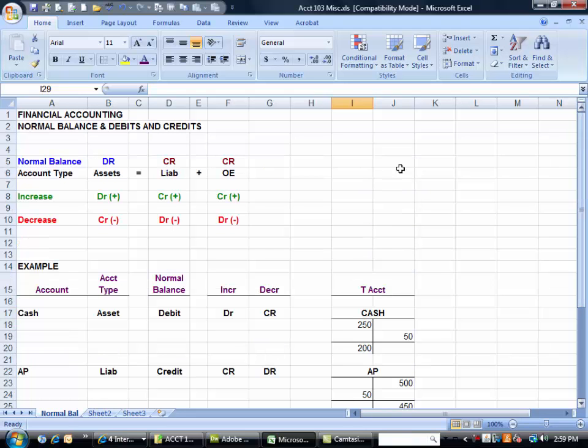Hopefully this helps. Go ahead and listen to it a couple of times, but that is the best way to remember the normal balance, the accounting equation, and the increase and decrease to account types.